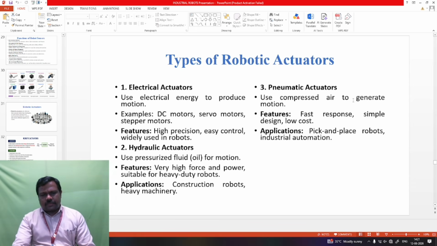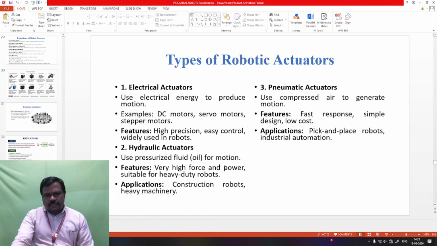A hydraulic actuator uses pressurized fluid for motion. The hydraulic actuator features very high force and power, suitable for heavy duty robots. Hydraulic actuator applications are construction robots and heavy machinery.